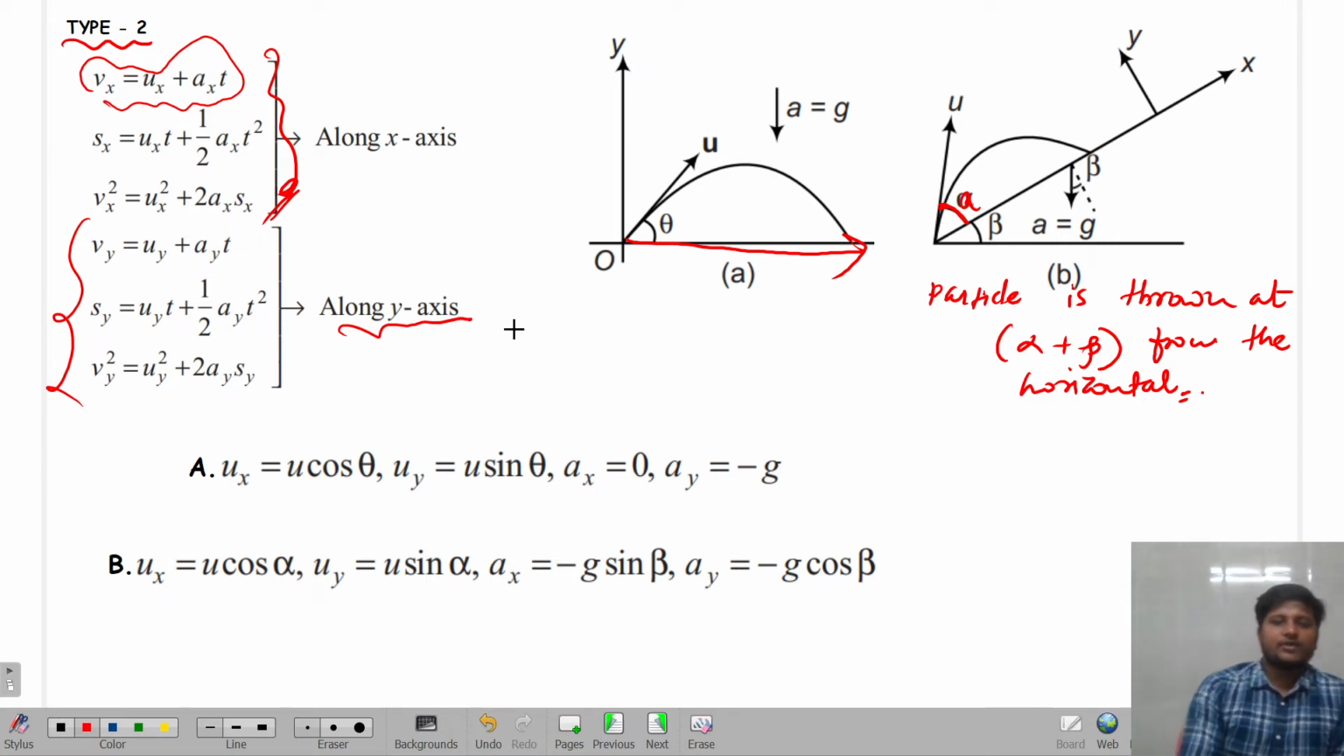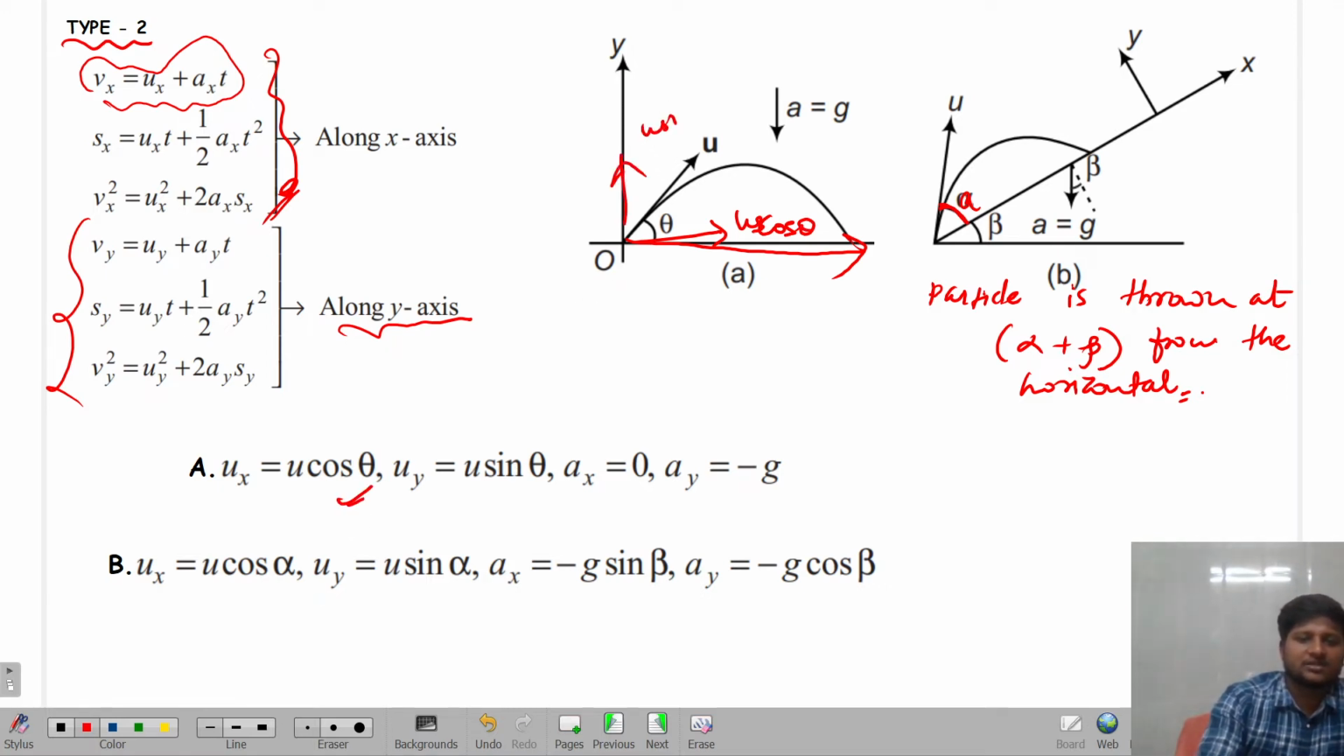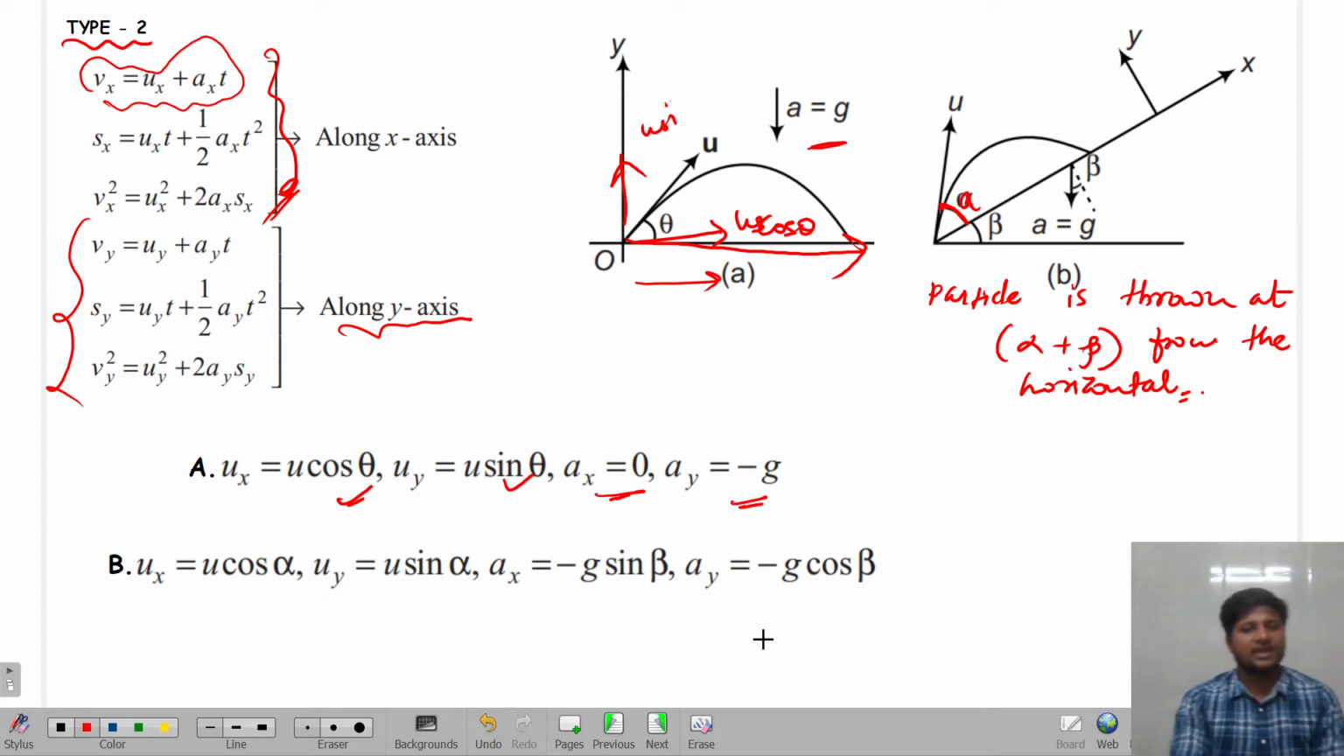So now look over here. If we try to see along these, what I observe is that in this case, u cos theta is along the horizontal, u sin theta is along the vertical. Simple. Now the acceleration along the horizontal is how much? 0, while the acceleration along the vertical is equal to how much? Minus g. But what about this case? What is going to happen in this case?